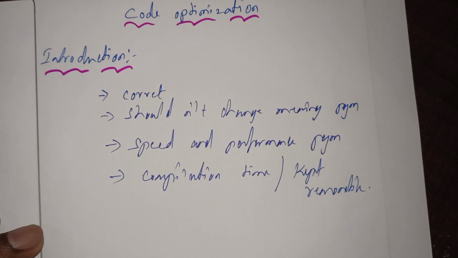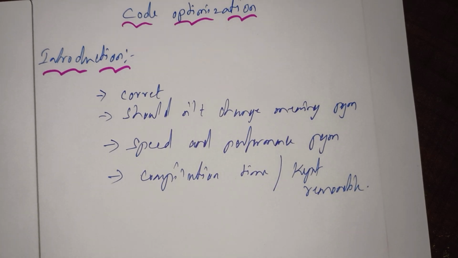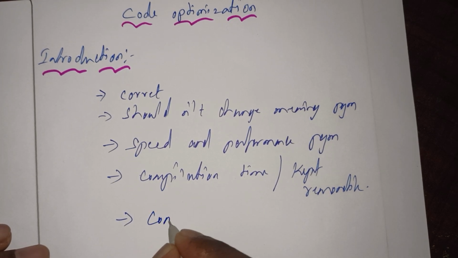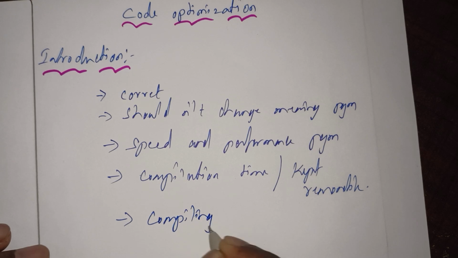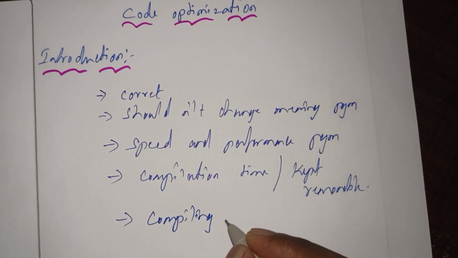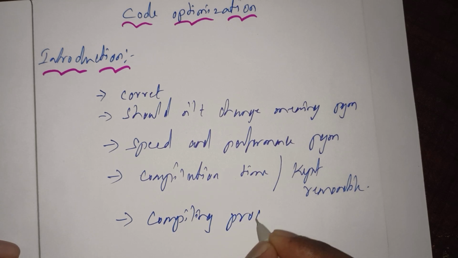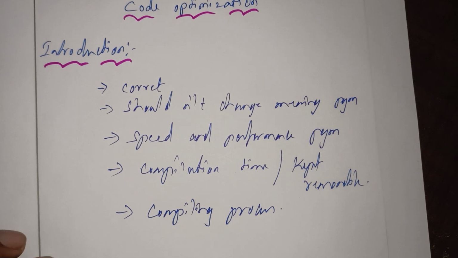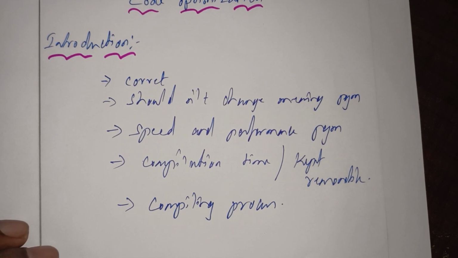Whatever job is performed based on optimization, it should not affect the compiling process. If you are optimizing something and the process has a huge delay, then this optimization cannot be considered the best optimization technique. Why? Because it is not exactly utilizing the compilation process, right?